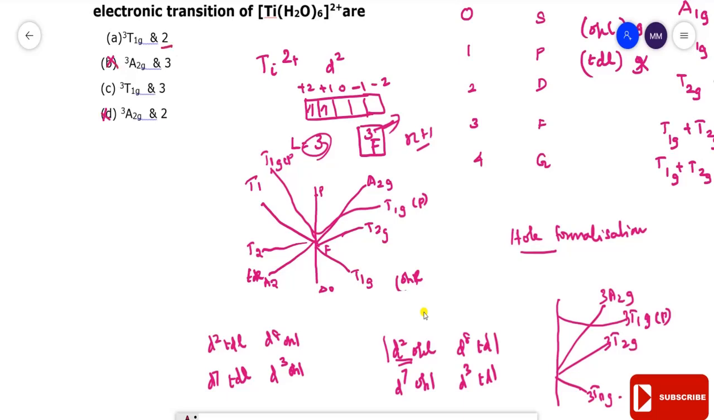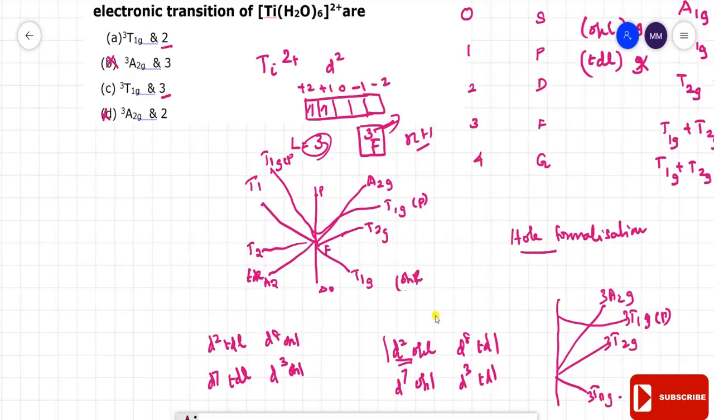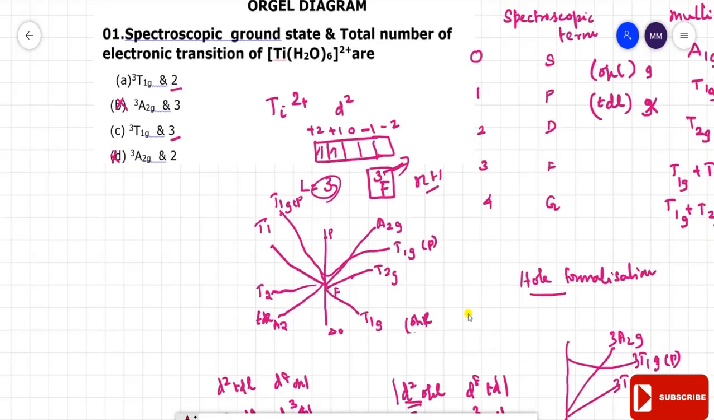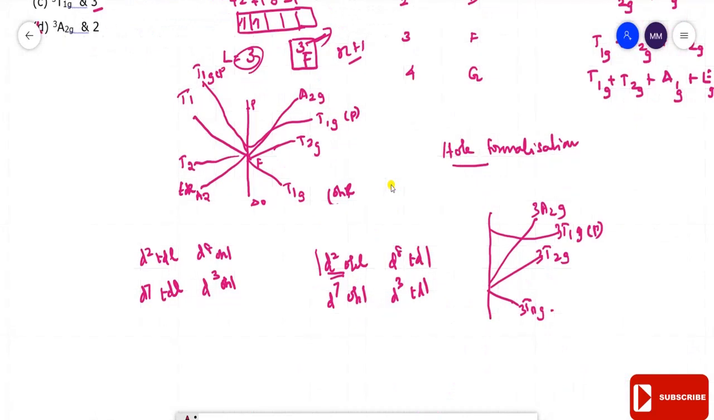Okay. Then number of transition. What is the number of transition? So it is very simple. How many transitions takes place? It follows the spin multiplicity rule. Spin allowed, that is delta S is equal to 0.